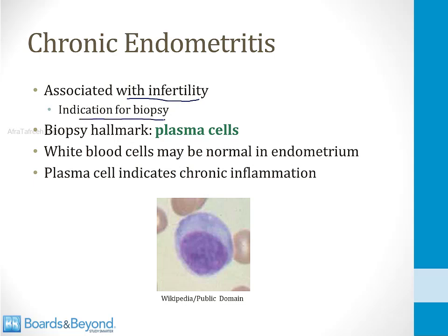If a woman is infertile and it's not known why, a biopsy of her endometrium will be done, and the pathologist will be asked to see if there is evidence of chronic endometritis. In this circumstance, the hallmark of chronic endometritis on biopsy is the presence of a plasma cell. The reason for this is that white blood cells are a normal finding in the endometrium, but plasma cells are not. So if a plasma cell is seen, that indicates chronic inflammation.